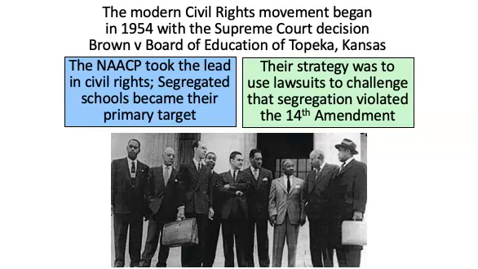Now, in this case, the NAACP is going to take the lead in civil rights, and segregated schools become their primary target. Now, this was because segregated school districts spend 10 times more on white students than they did on black students. And the NAACP's strategy was to use this information in their lawsuits to challenge that segregation violated the 14th Amendment.